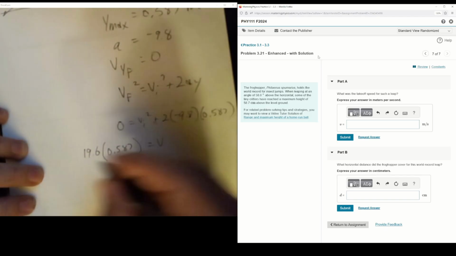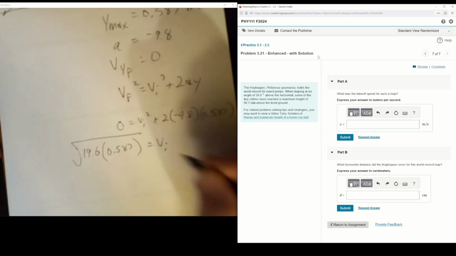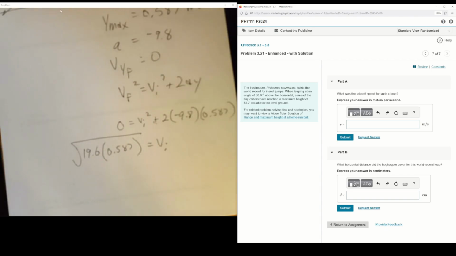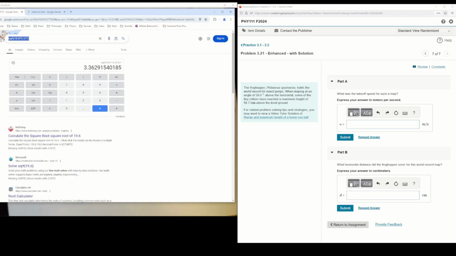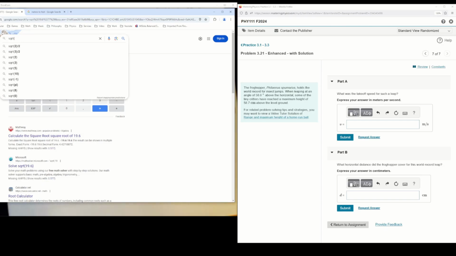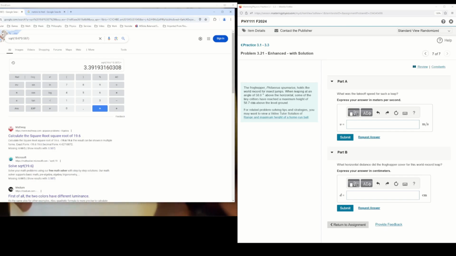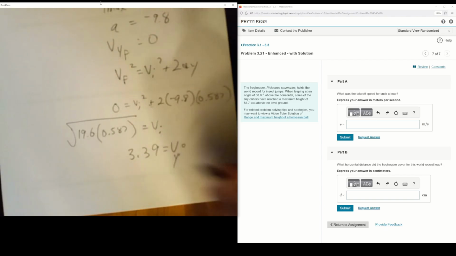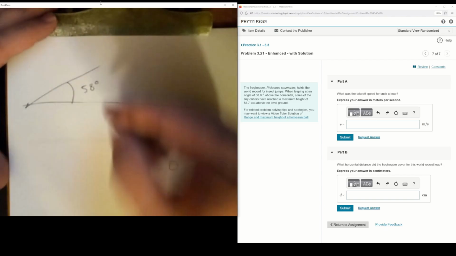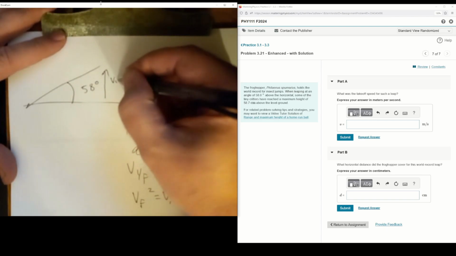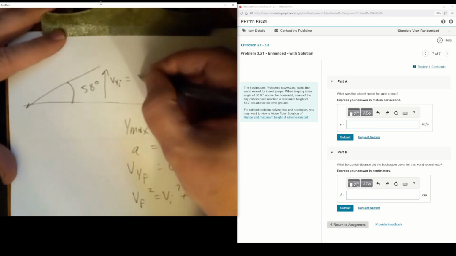And then take the square root. There is our initial velocity. So square root to get 3.39. Now this is in the y direction. So what we just solved for was this component right here. This initial v_y here is 3.39.